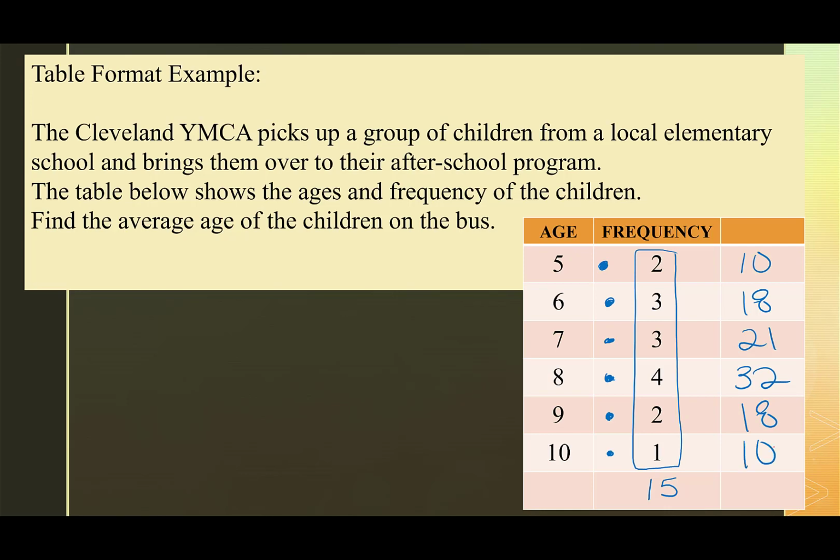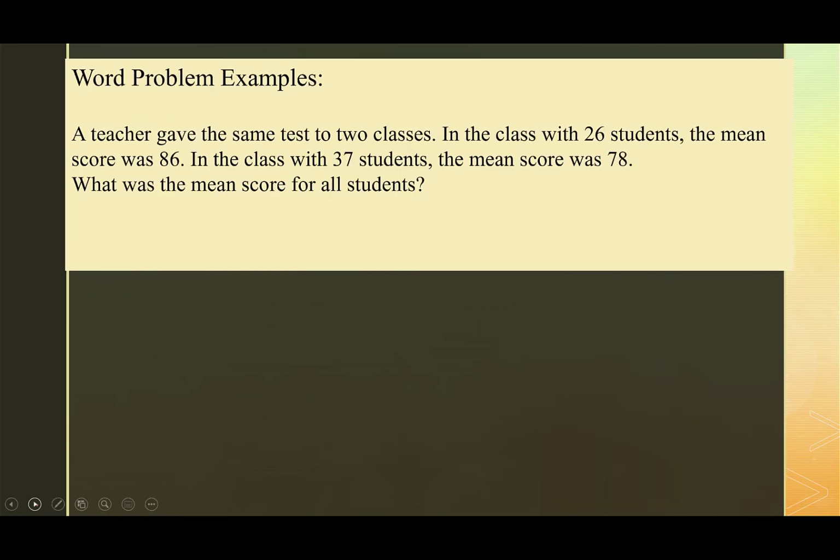It's much easier to add these values together because there's only 6 of them. Go ahead and add these numbers together on your calculator, and I'll do the same. You should have a total of 109, and then we'll take the total 109 and divide by 15. And so the average age is 7.27.